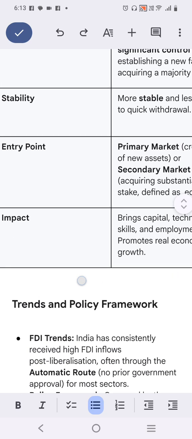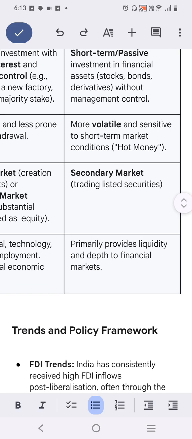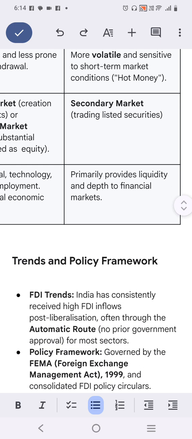Next is impact. FDI brings capital, technology, skills, employment, and promotes real economic growth. And FPI primarily provides liquidity and depth to financial markets. Done. Now we come to trends and policy framework.